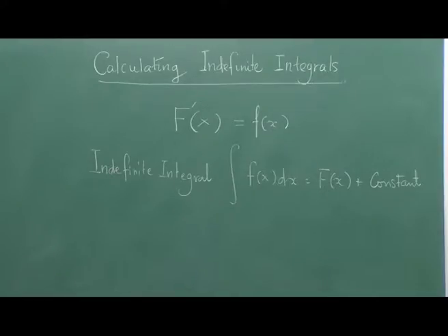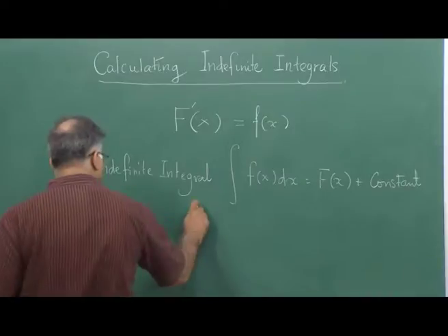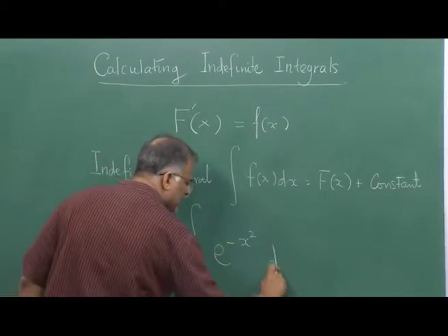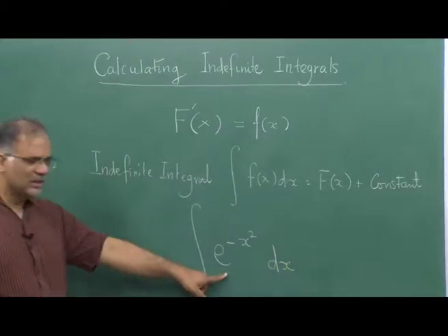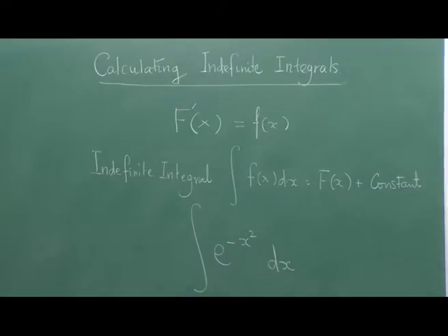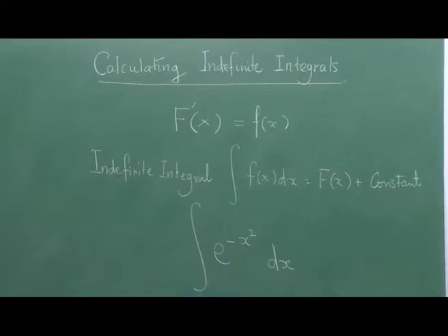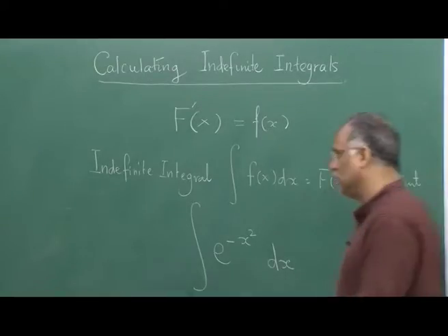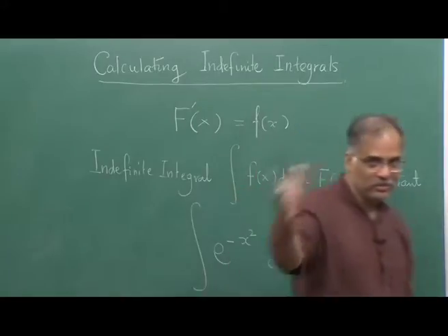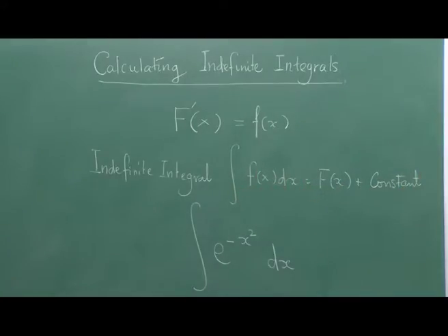But for example, if I look at a function like e to the power minus x square dx, this cannot be integrated in this form, because you cannot find a differentiable capital F for which F dash x would be exactly equal to e to the power minus x square. For those cases where it is possible, we say that indefinite integration is possible, and then we can actually write down the real stuff.